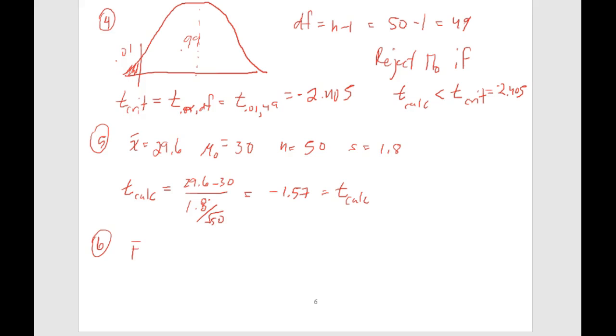So we'll say FTR, failed to reject, because t-data is not less than t-crit, which is to say negative 1.57 is not less than negative 2.405. And I don't do greater than, I do not less than, because that kind of just emphasizes what we're trying to show, as opposed to like greater than, less than.